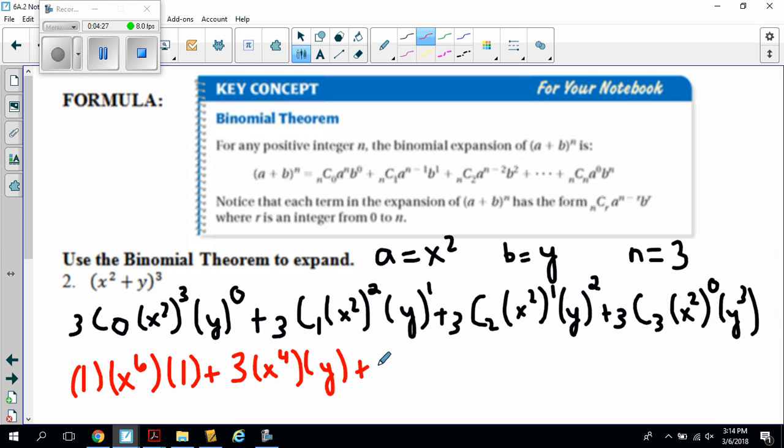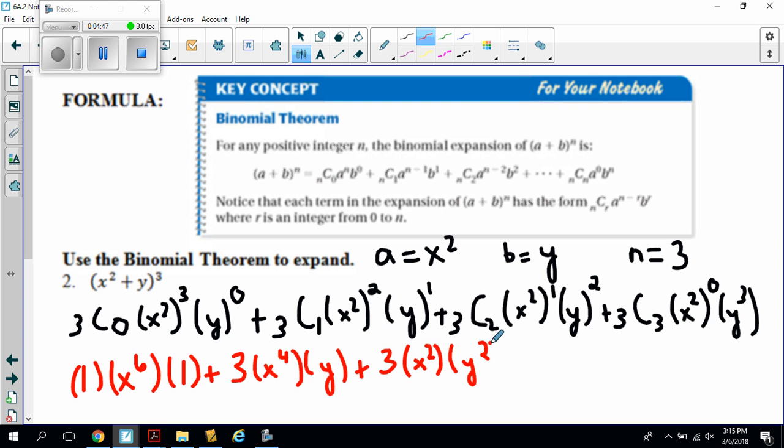Then once again, we have 3 choose 2. That will give us 3 again. Now remember, you can always calculate this on your calculator, or you can use Pascal's triangle to get these numbers. Now x squared to the first power will still just give us x squared. And then we have y squared.